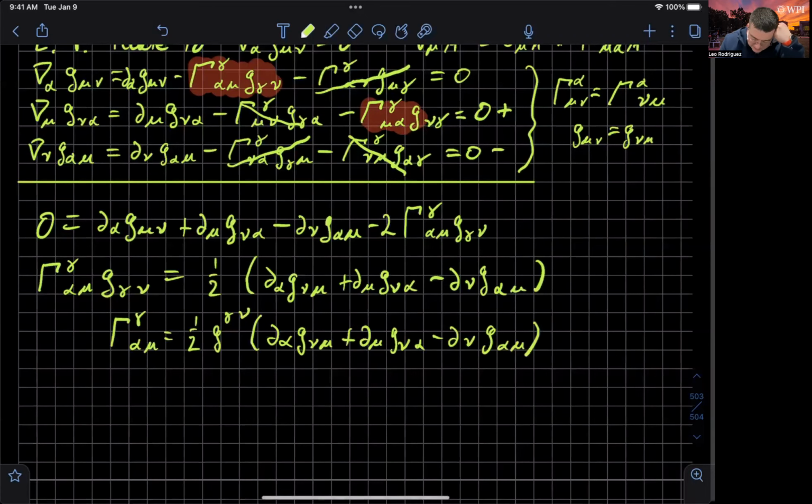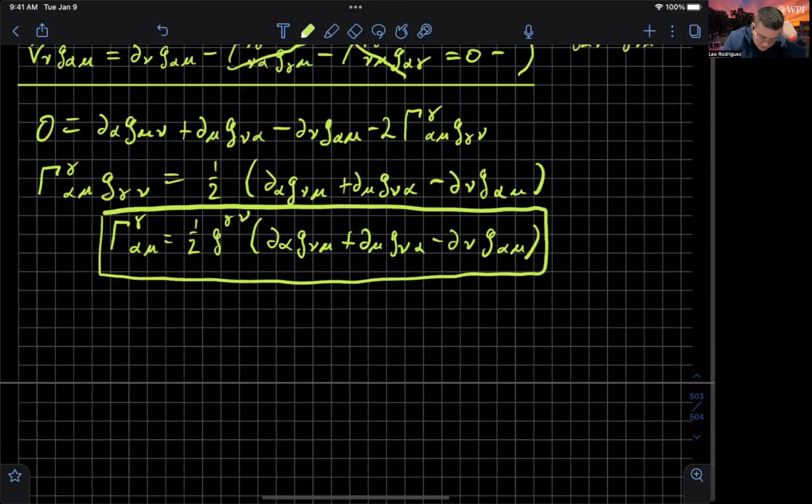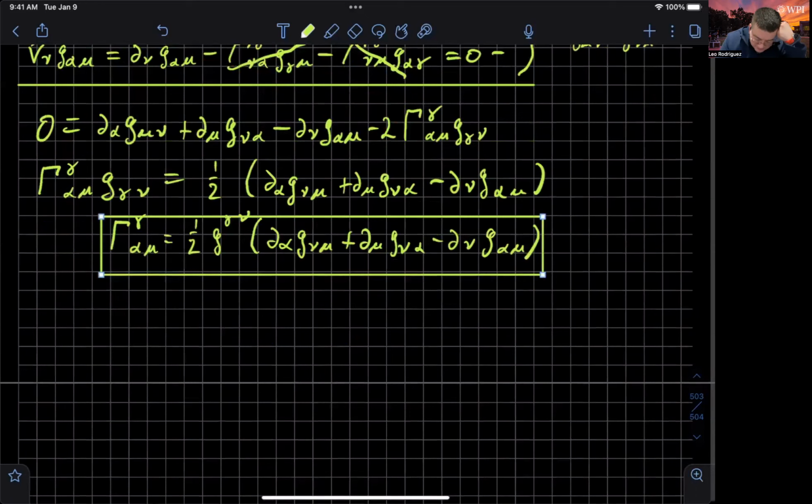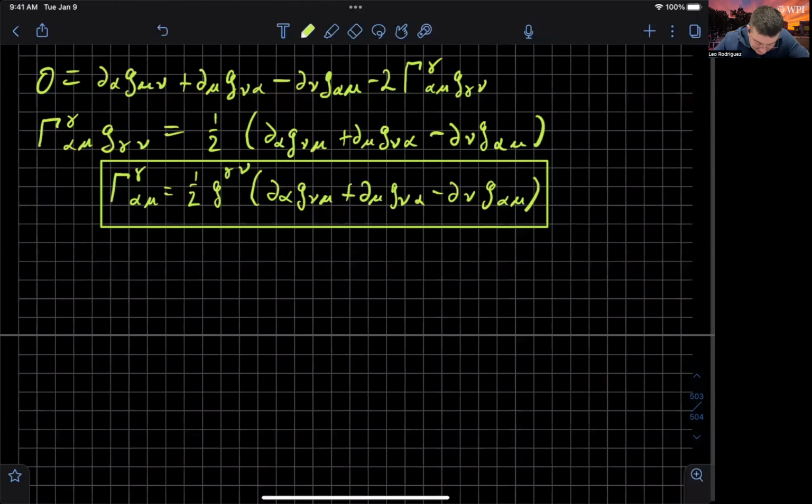And so this is the famous Christoffel connection. Some books will call it the Levi-Civita connection, which the Christoffel symbol belongs to the class. All Christoffel symbols are Levi-Civita connected. Okay, so like I said, this is our standard result for general relativity.